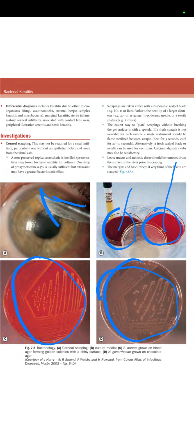C is Staph aureus grown on blood agar, forming golden colonies with a shiny surface, and D is N. gonorrhea grown on a chocolate agar. So this is N. gonorrhea.